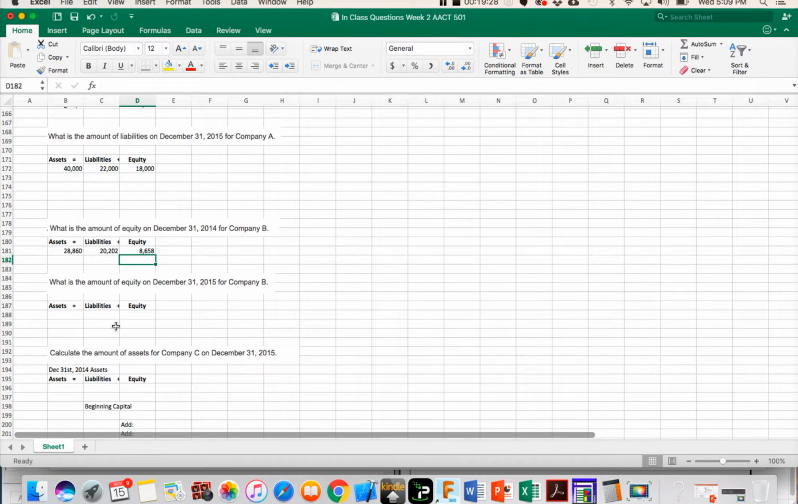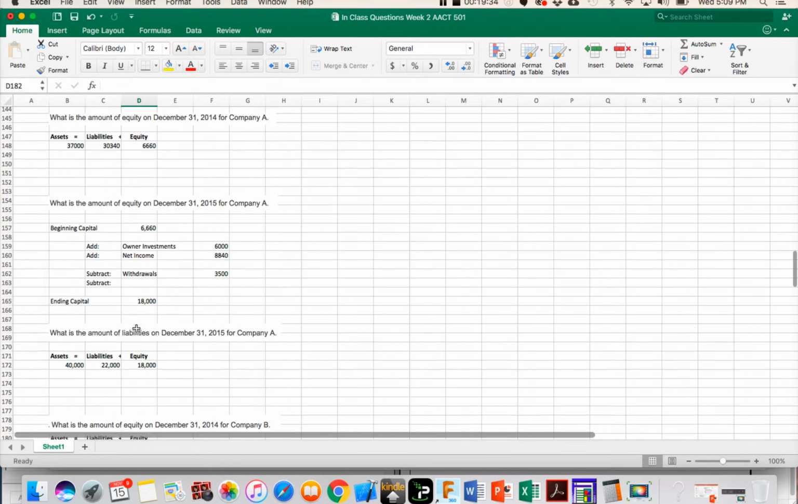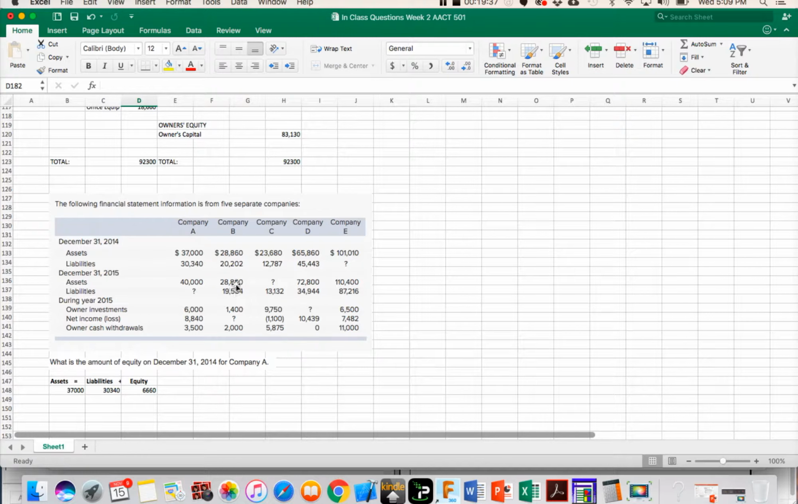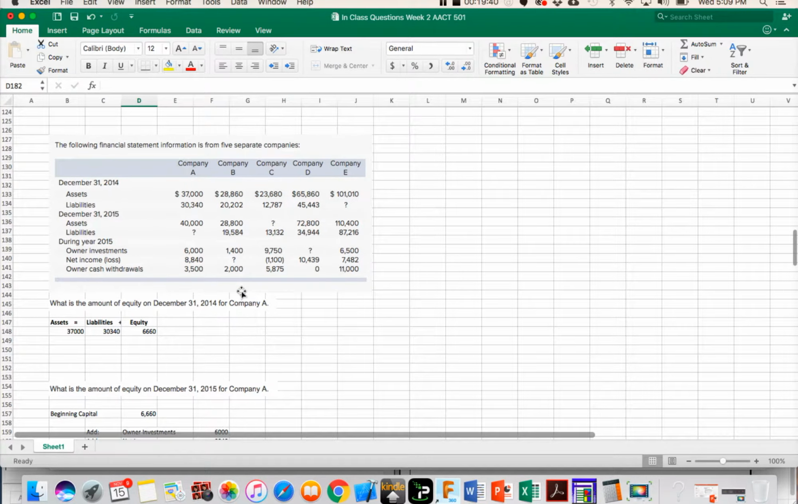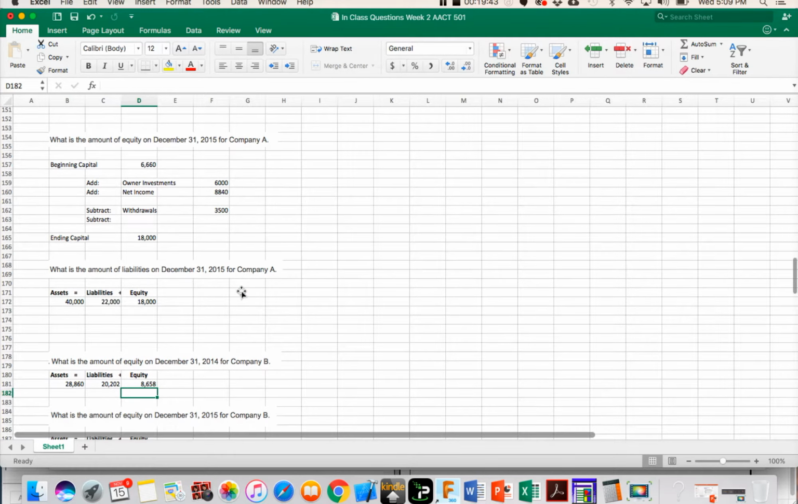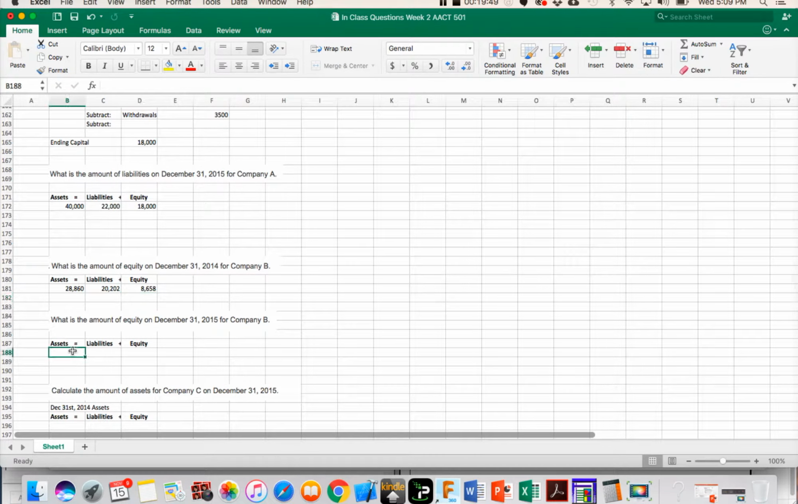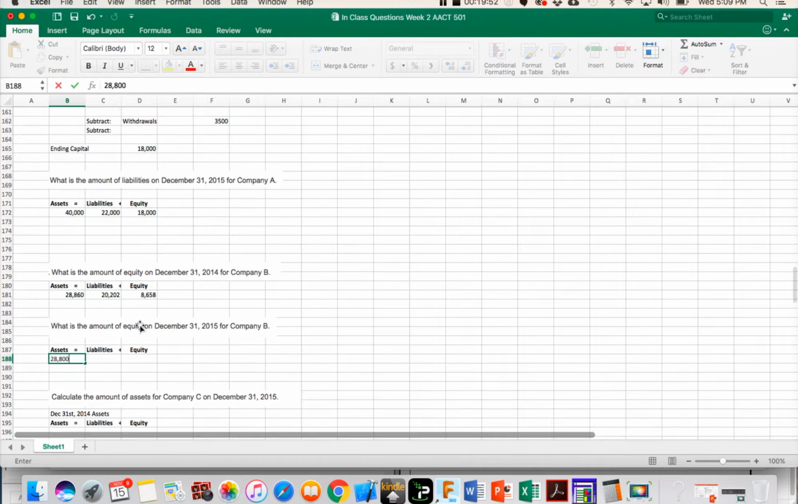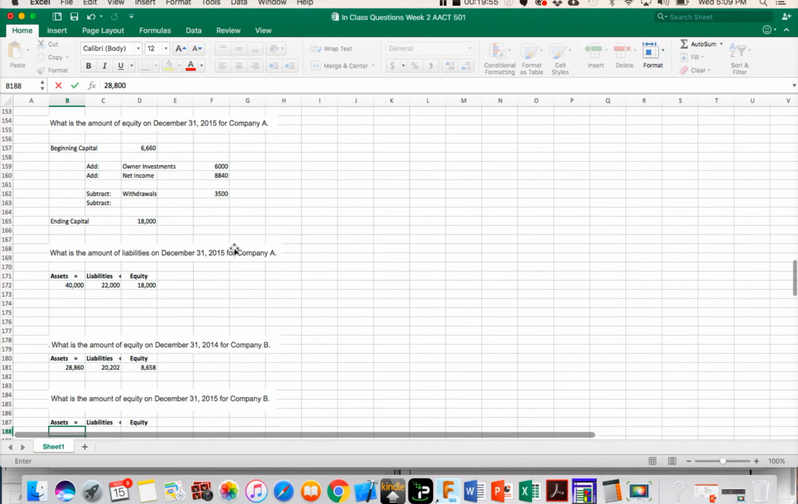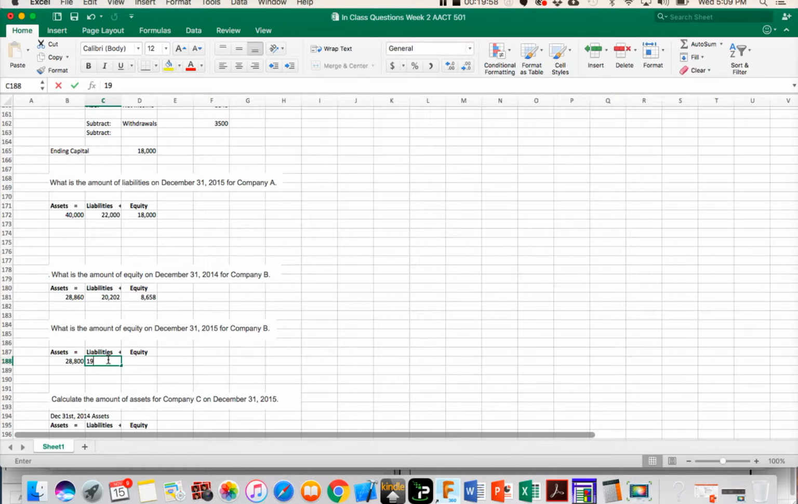So what's the amount of equity at the end of the year for company B? Let's see, what are we given here? Oh, we are given company B assets and liabilities there as well. So again, 28,800 this time. Liabilities 19,584. That leaves my equity at assets minus liabilities.